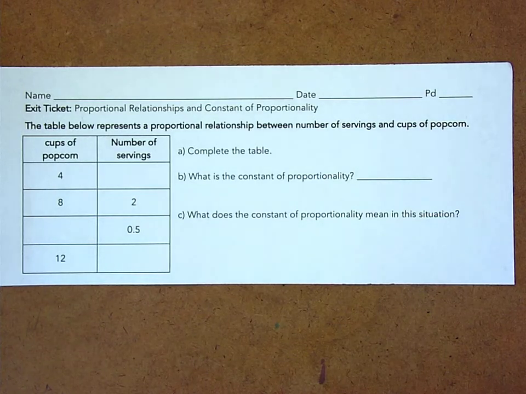We're going to look at how we complete a table that represents a proportional relationship, find the constant of proportionality, and explain what that constant of proportionality means in that particular situation.